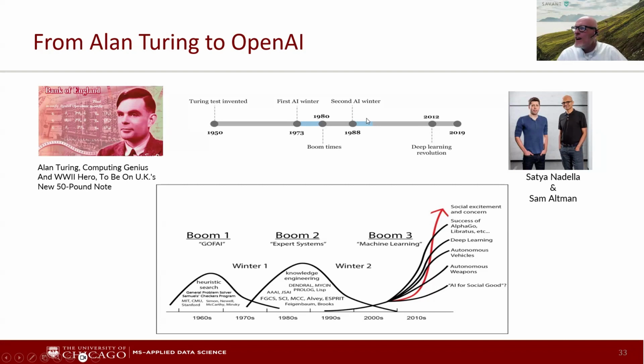And then we have a cold winter. Nothing happens. There's just nothing happening from the second AI winter on. There's nothing happening from 1988 until 2010. And that's where we kind of get to the Sam Altman and Satya Nadella crowd, right? How did this great man lead to these people?